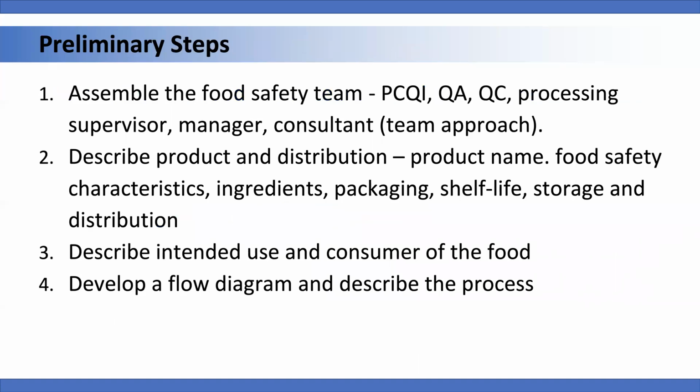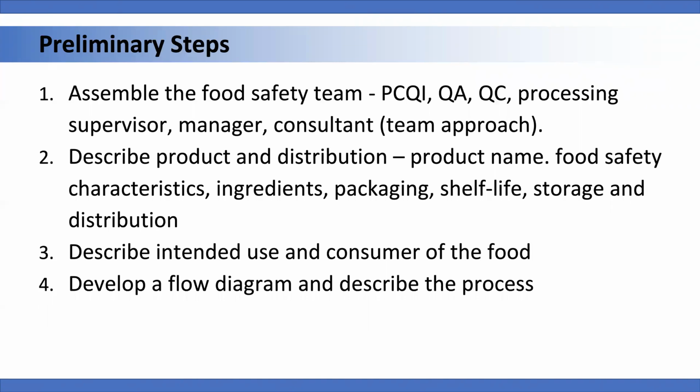In order to develop a food safety plan, first you need to have a food safety team with quality assurance, quality control personnel, processing supervisor, manager, or external consultant. If you are covered with the rule, you must have a preventive control qualified individual. Basically, the food safety team develops, documents, maintains, and reviews the food safety plan, oversees the food safety plan, and provides proper personnel training.